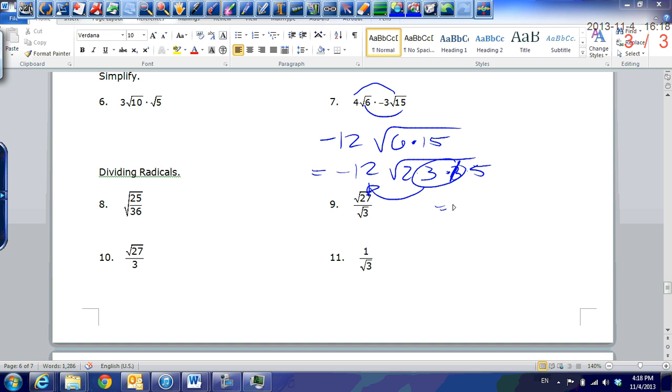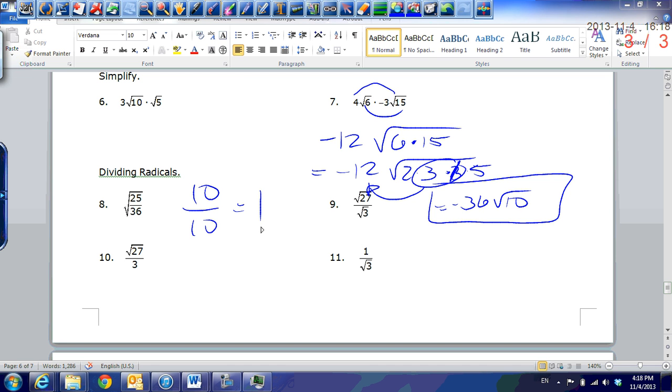So I get negative 36 square root of 10. Boom. When we divide with radicals, it's good to know that if we have the same number over that same number, it's just 1. So like number 8, we're not going to use that rule. It's just like saying square root of 25 is 5, square root of 36 is 6.